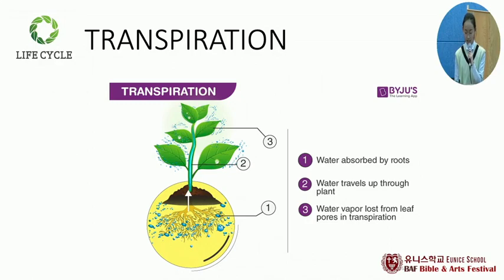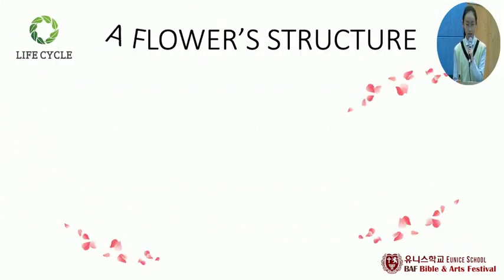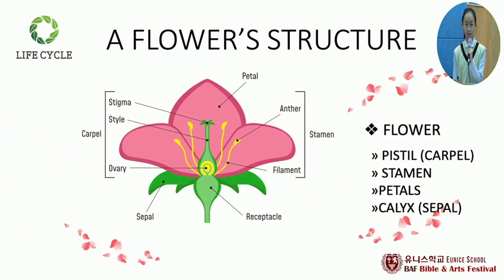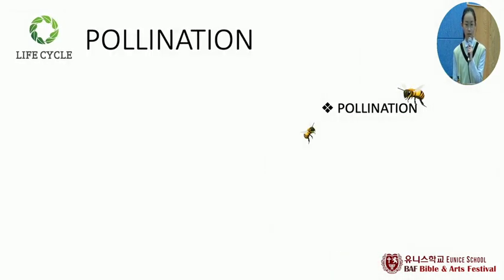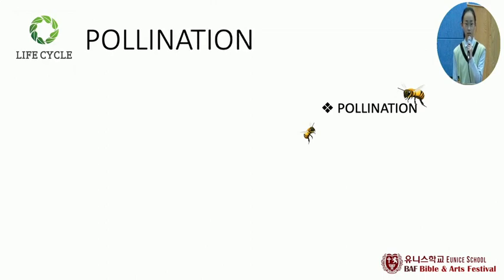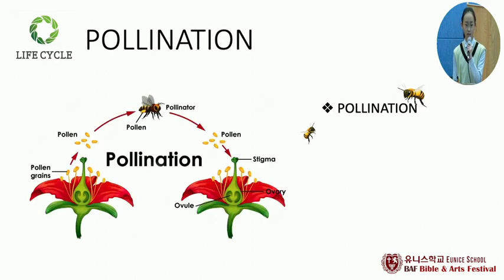All the things that these parts do are for one purpose, reproduction. As a plant grows, a flower blooms eventually. A flower usually consists of a pistil, a stamen, petals, and a calyx. Flowers are stage one for reproduction. They make seeds through pollination. Pollination means transporting the pollen which is made in the stamen to the pistil.